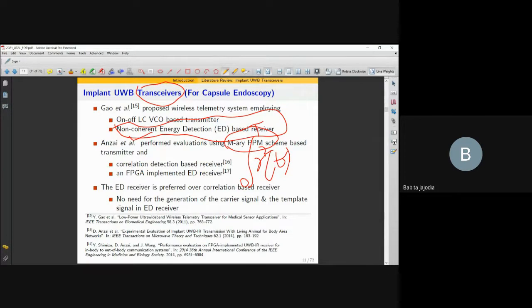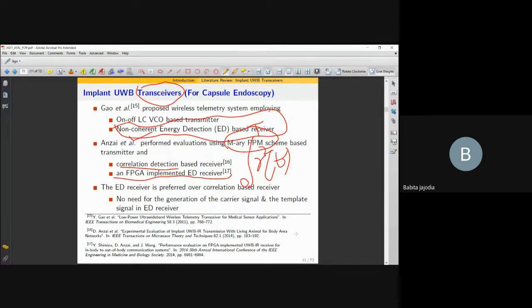Here he designed the transmitter, which was based on the PPM scheme, but he tried to put the receiver using a correlation detector as well as an FPGA implemented ED receiver. ED is the energy detection receiver. So he tried to make a hybrid model, having both the coherent and the non-coherent receiver.